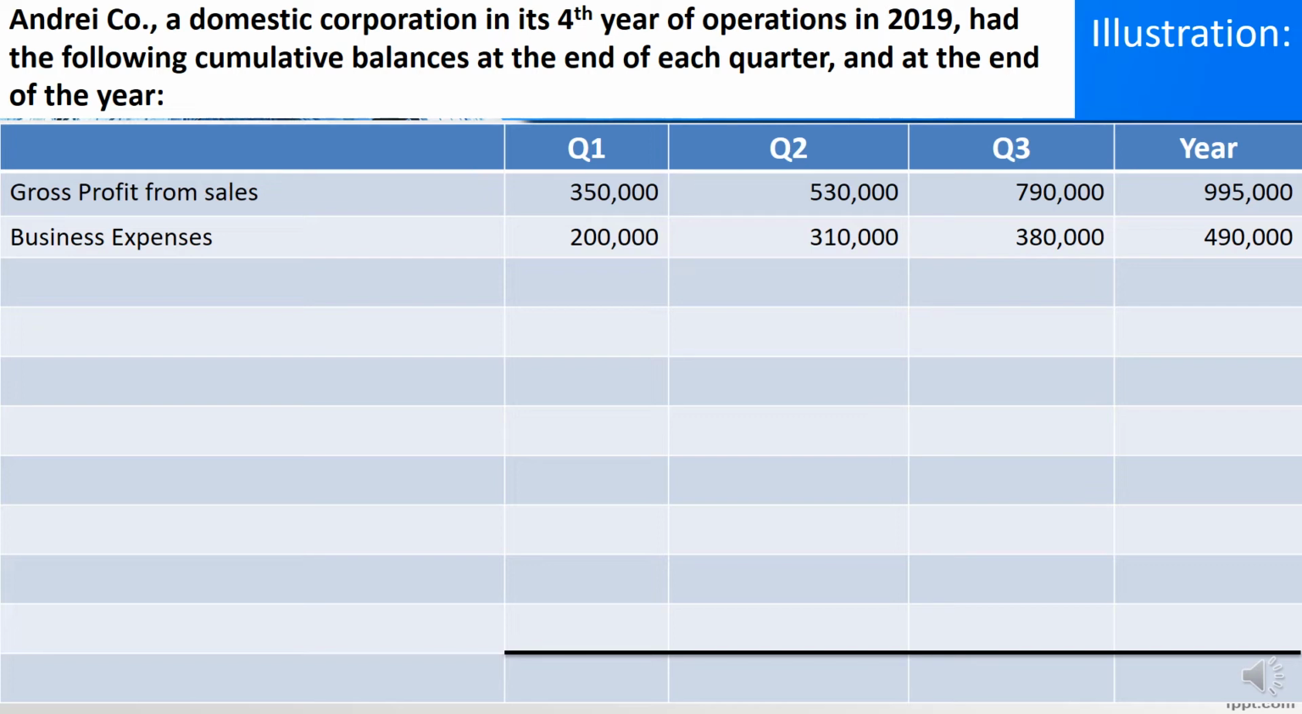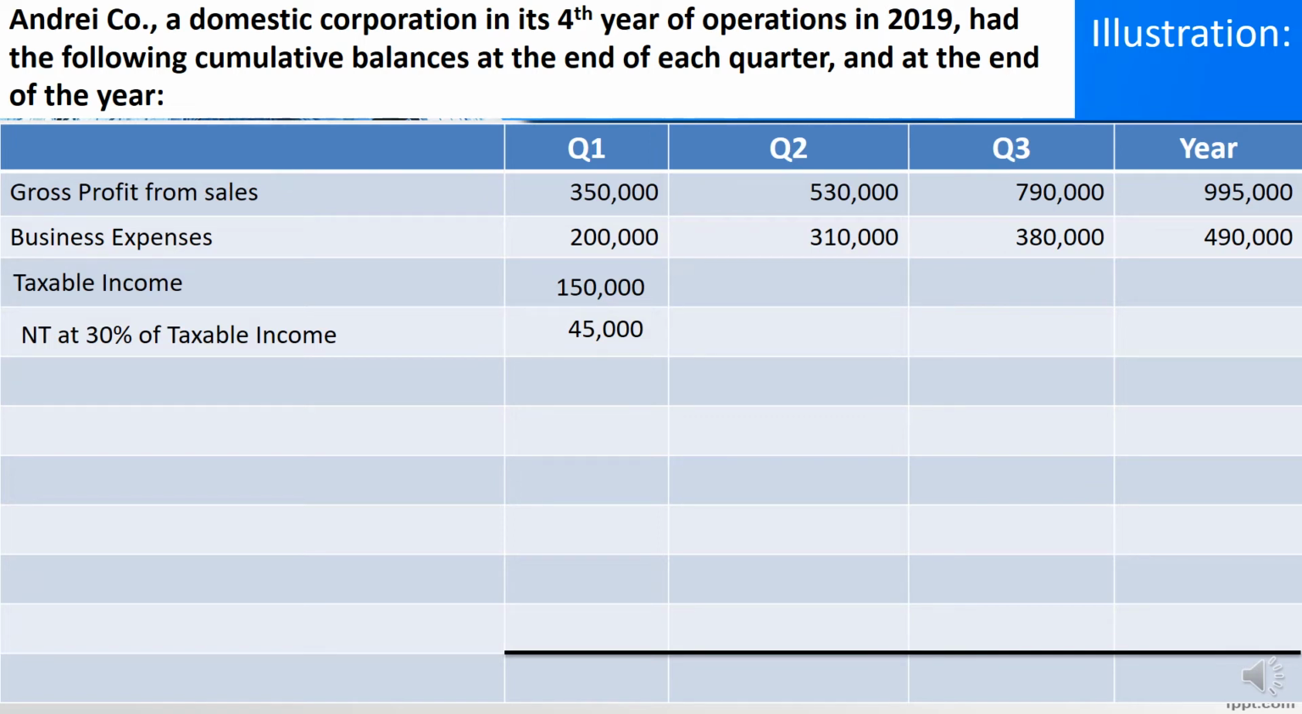Since Andre Company is already in its fourth year of operation, we will be comparing the normal income tax of 30% based on taxable income and the minimum corporate income tax based on 2% of gross income. First, let's compute the taxable income and the normal tax in each of the quarters and for the whole year. For the first quarter, 350,000 gross profit from sales less business expenses of 200,000 equals taxable income of 150,000. Normal tax of 30% based on taxable income of 150,000 will be 45,000. That is 150,000 times 30%.